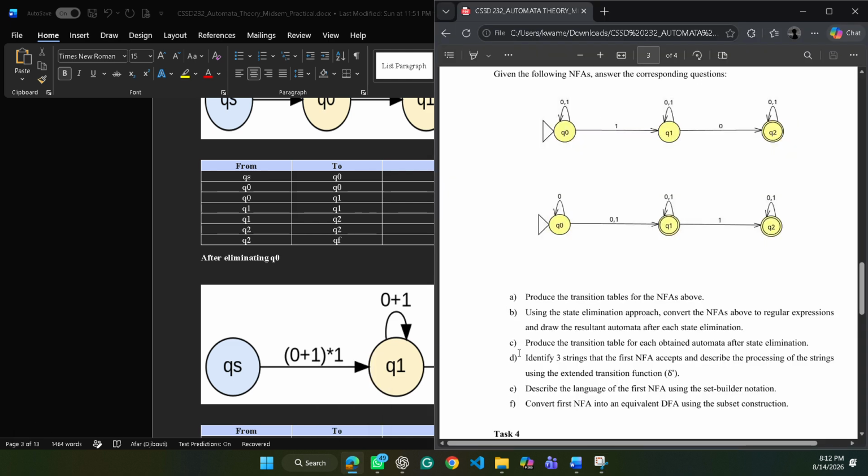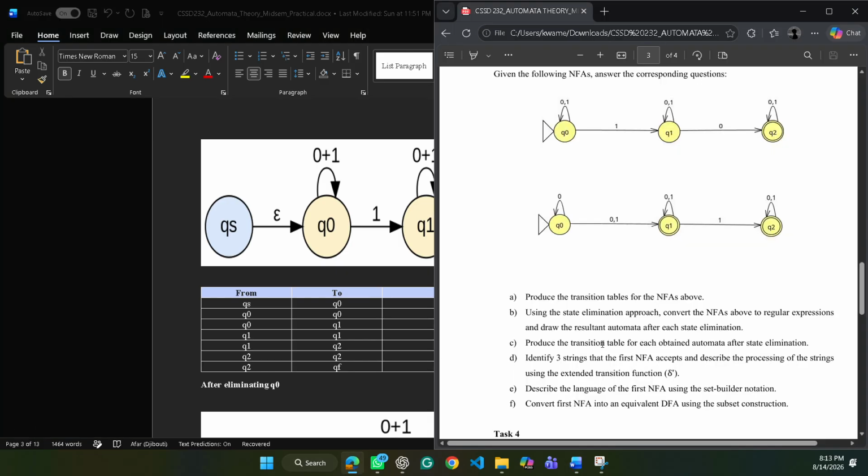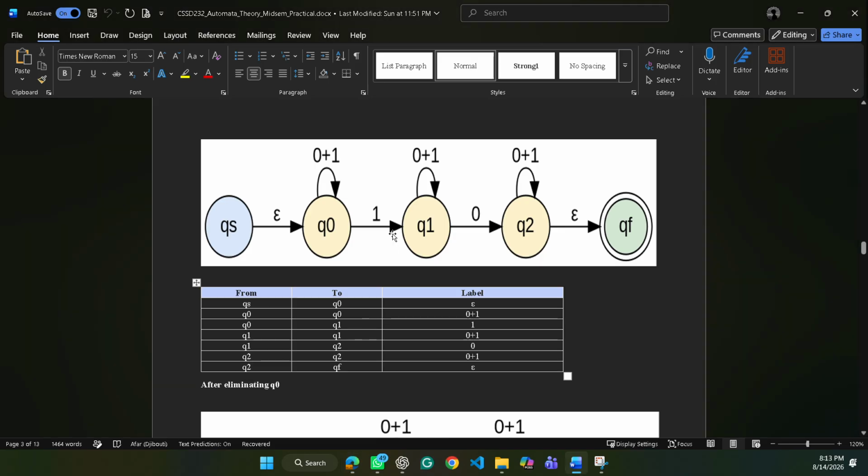And then part C says: produce the transition table for each obtained automaton after state elimination. Now let's go back to this. I did it just behind it. If you are using this formula to find the transition table, that's what I did.